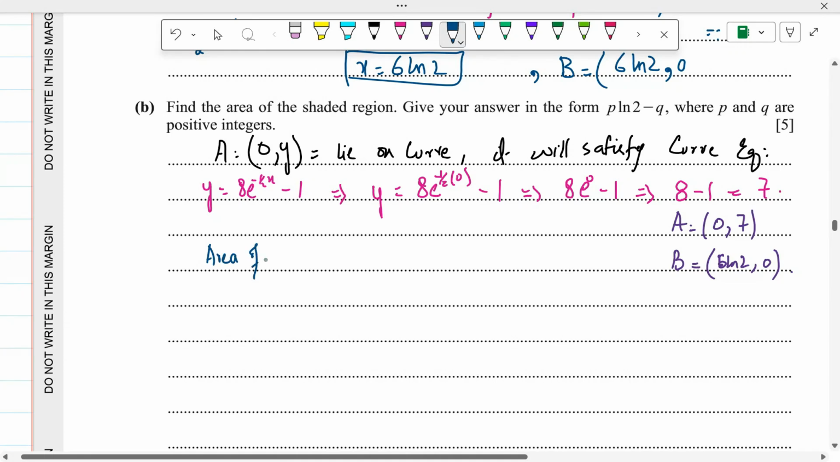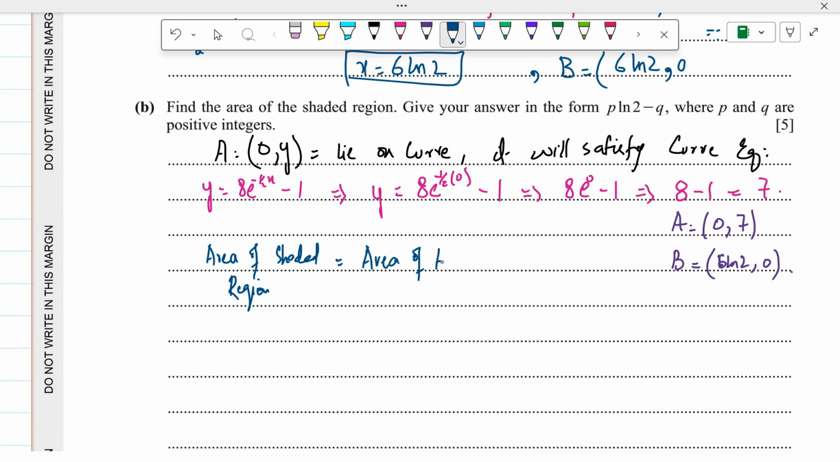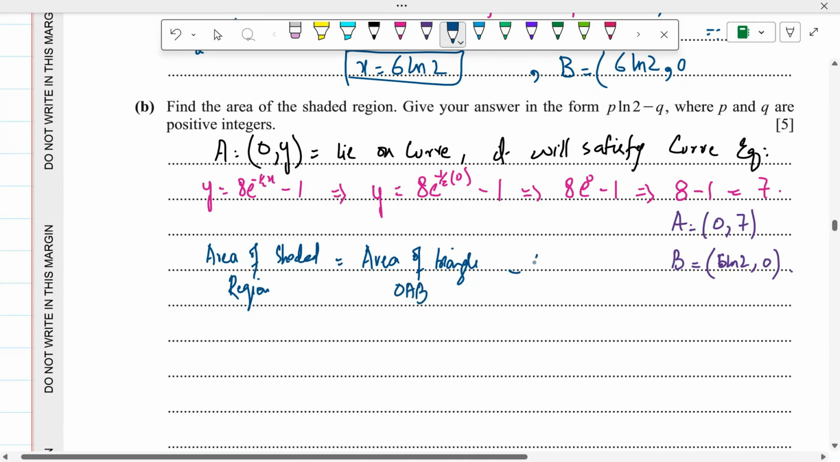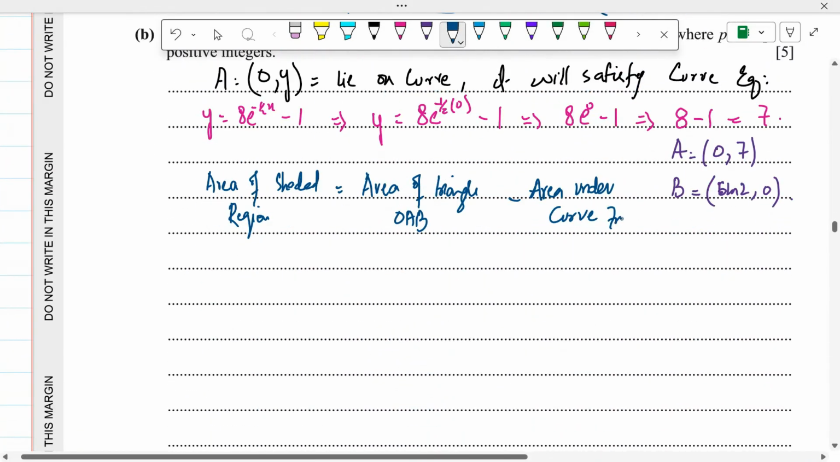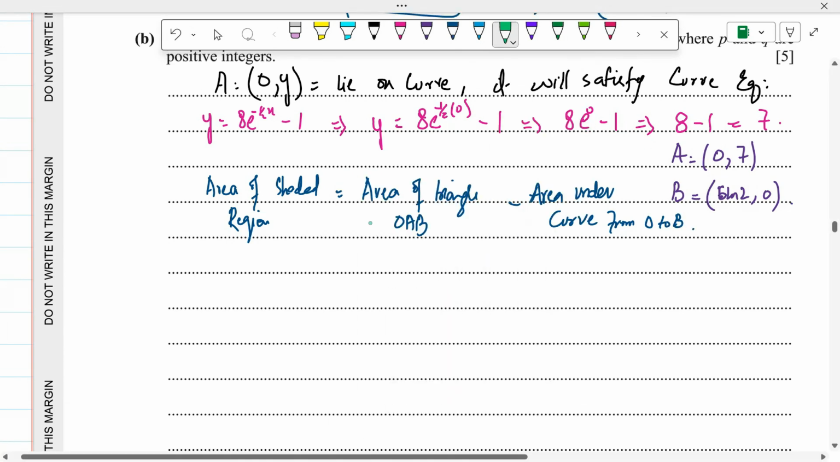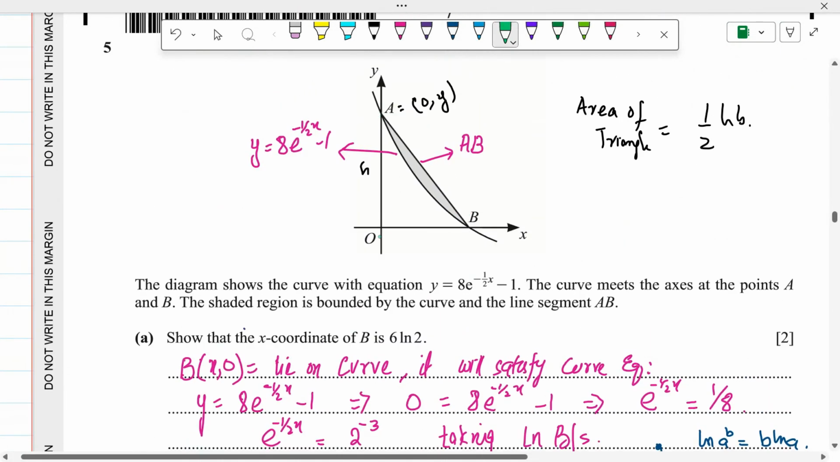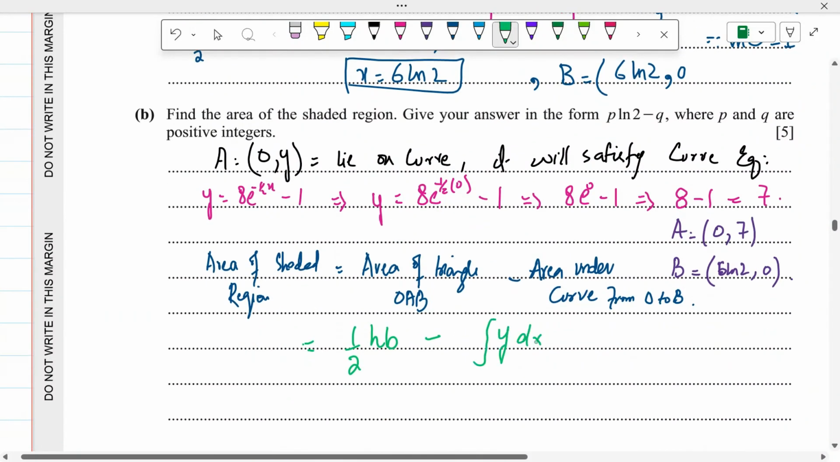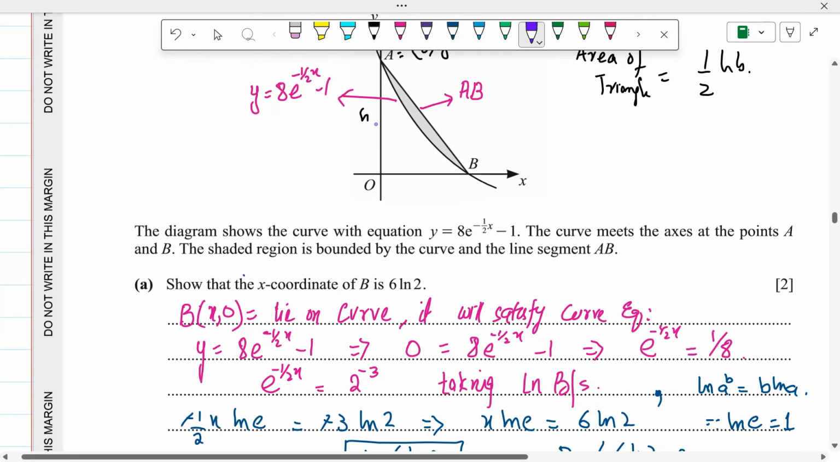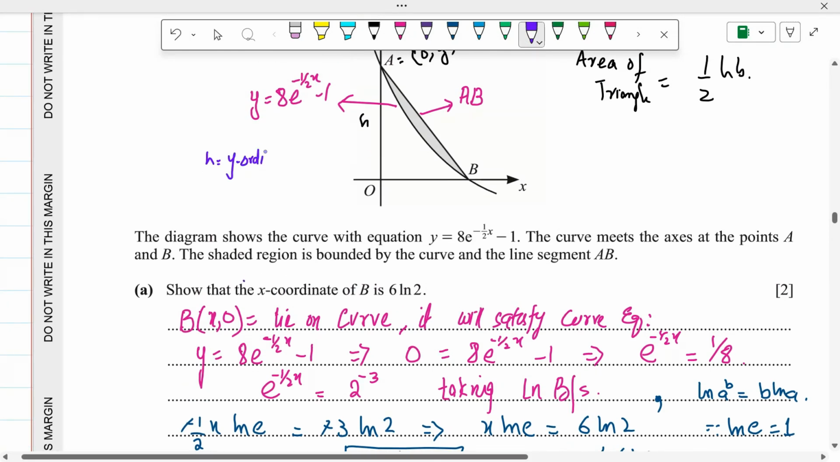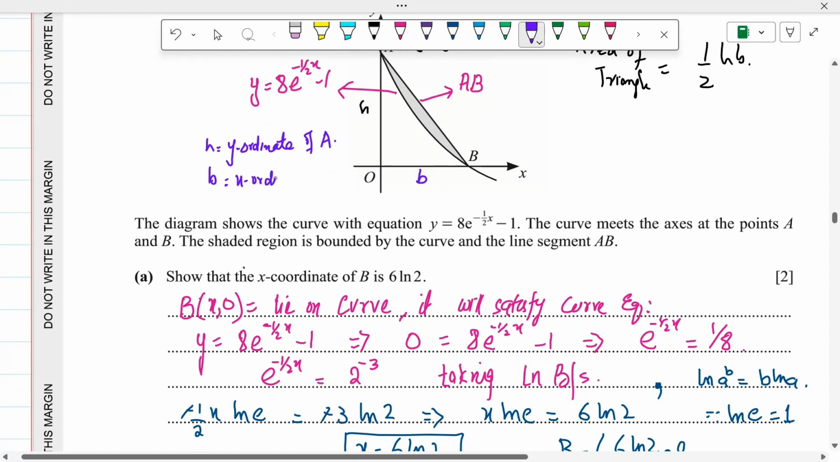So the area of the shaded region equals the area of the triangle OAB minus the area under the curve from O to B. The area of the triangle is one half height times base, and the area under the curve is the integral of y dx from the origin to B. The height is the y coordinate of A, and the base is the x coordinate of B.